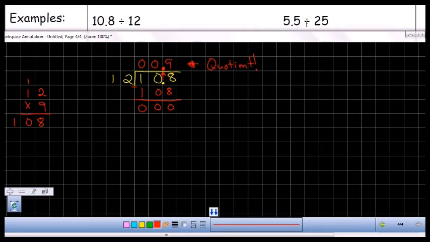And now you get to do example number 2, which is right over here. Make sure you put the first number, the 5.5, inside of the division bracket. The 25 goes on the outside, and then start dividing number by number. Here's your example, okay? Make sure you use the graph paper to keep your numbers aligned.